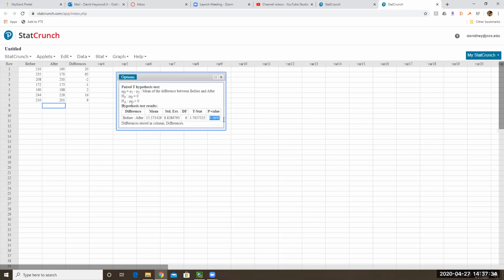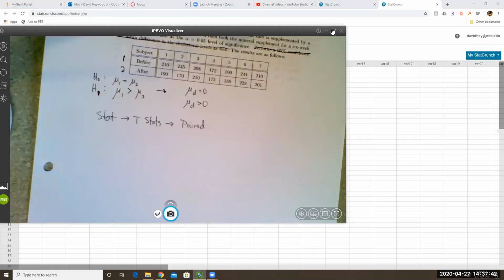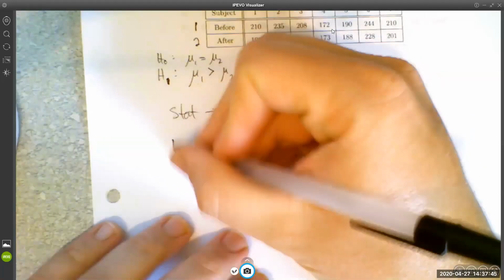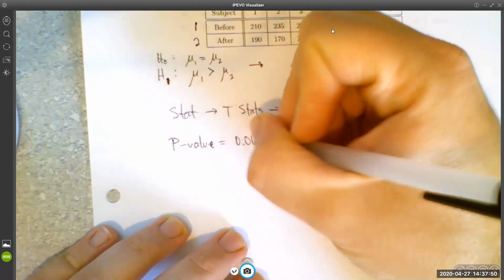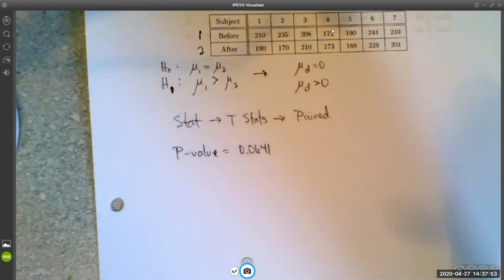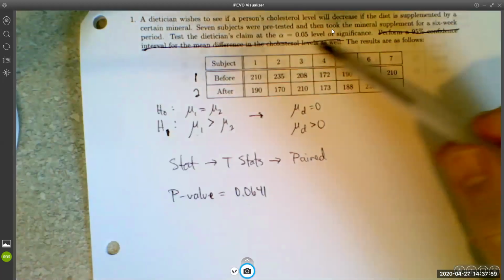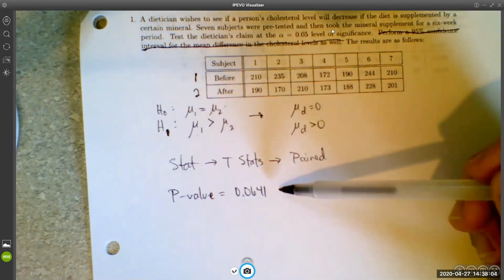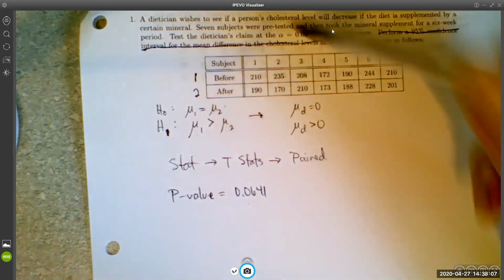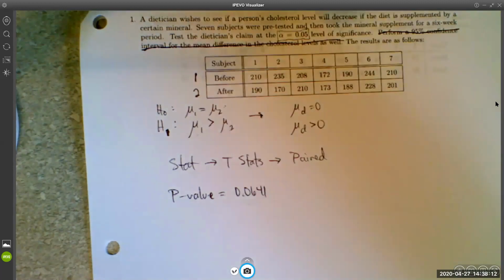But anyway, there we go. There's p-value 0.0641. So let's write that down. So what that means is that there's a 6% chance that we would have gotten these results if the null hypothesis were true. That's kind of a low probability, but it's not low enough because our cutoff value is 0.05. So we're not going to reject the null hypothesis here.